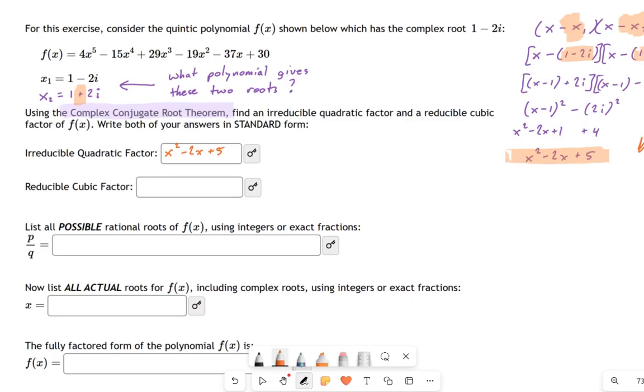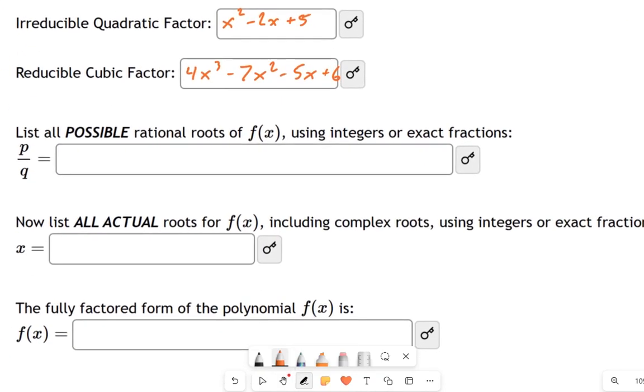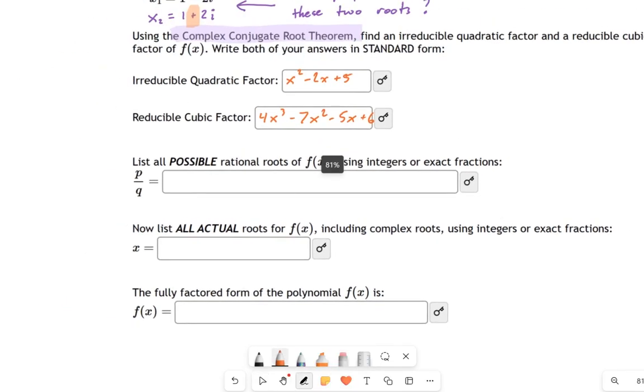So what I'm going to do is put that cubic factor right here, this 4x cubed minus 7x squared minus 5x plus 6 that I found through long division. And now we get to this next part, which is find all the possible roots of f of x. Okay, I can ignore the irreducible part. I'm just looking at the cubic portion now.